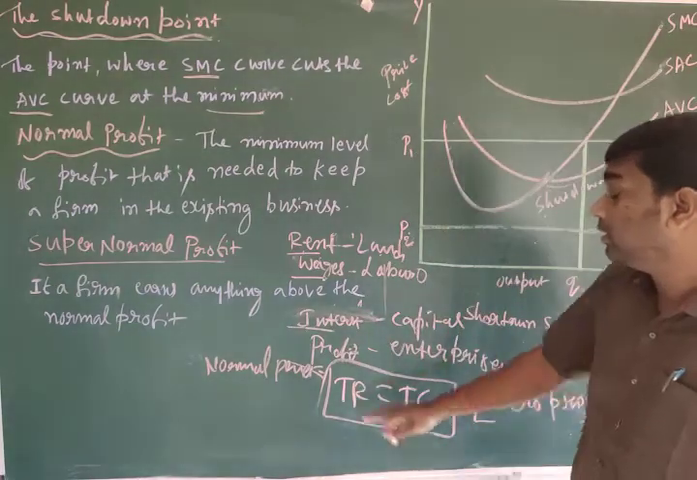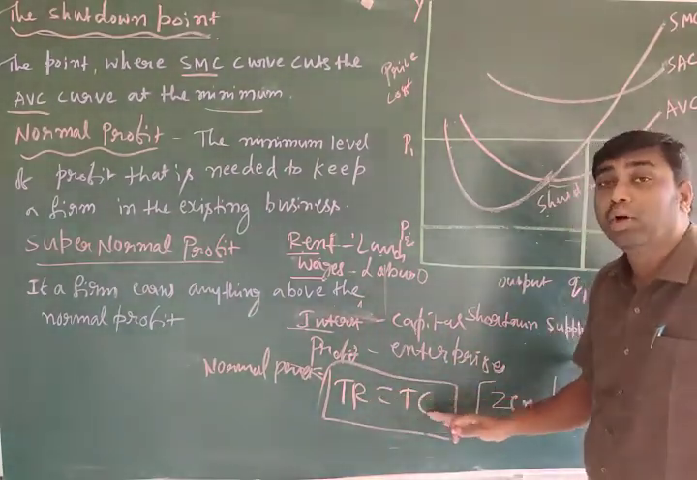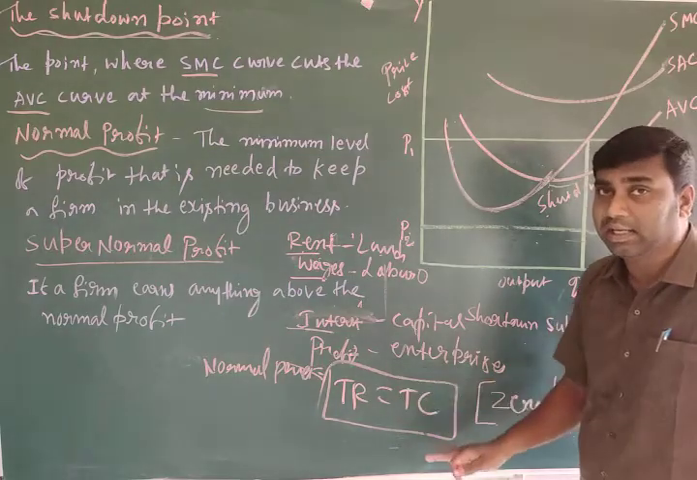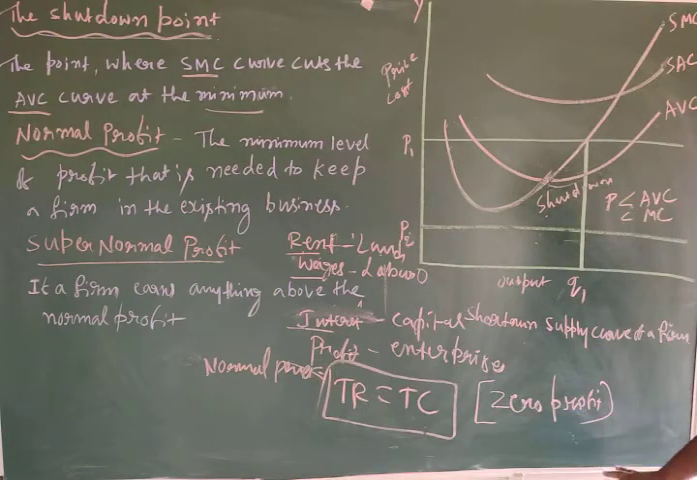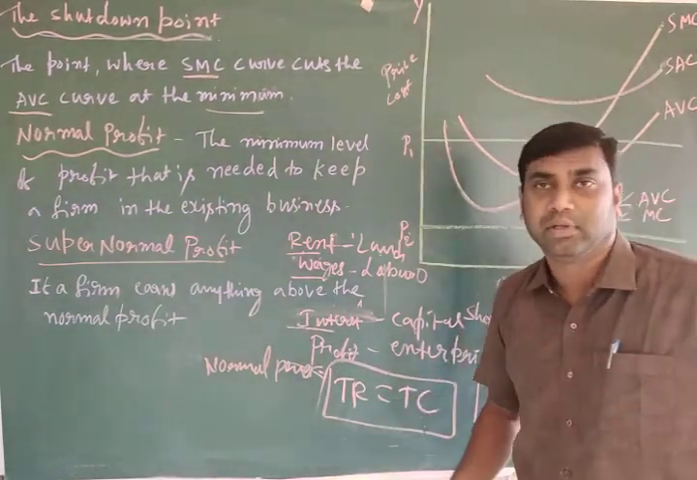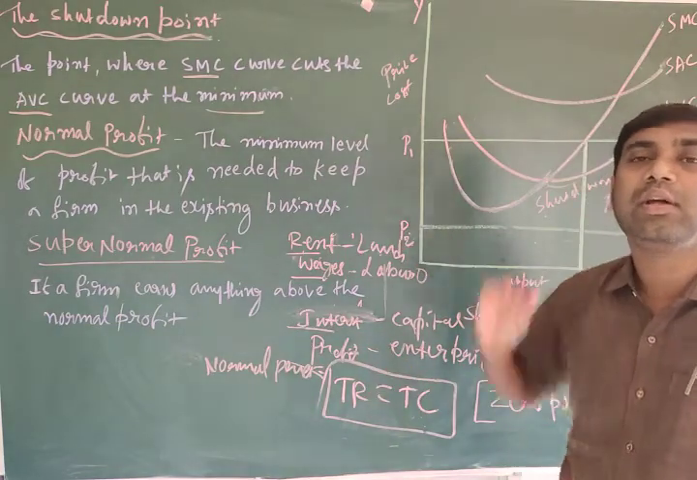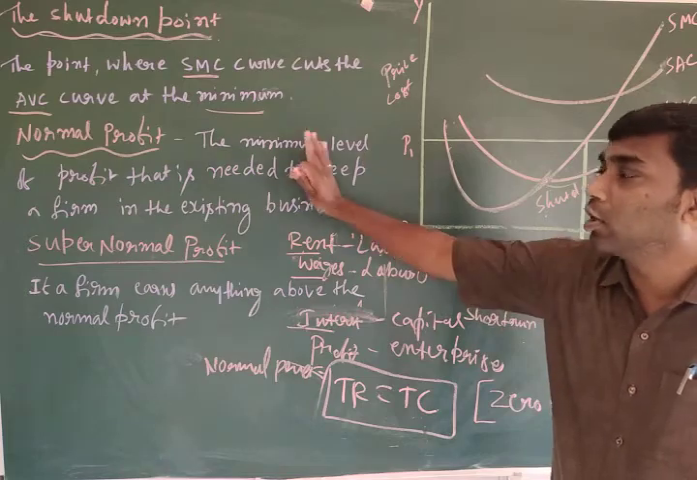So that's why for normal profit, TR is equal to TC. The total revenue should be equal to total cost. What they are earning as revenue should be equal to the total cost. That's why it is called zero profit, because there is no profit. What they are earning should be equal to their expenses. That much is called only normal profit.